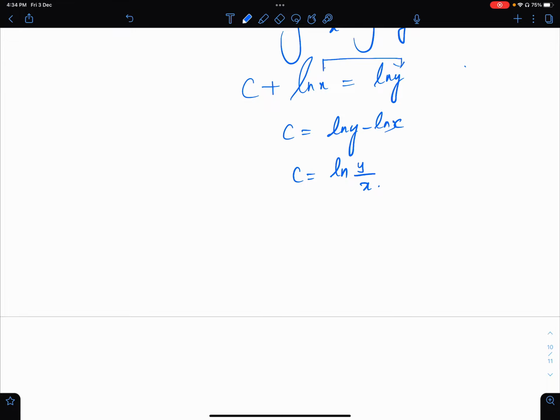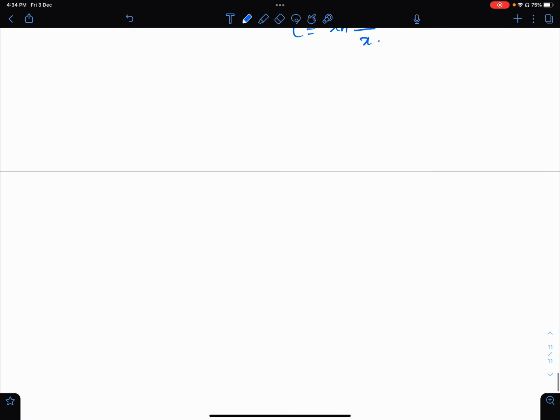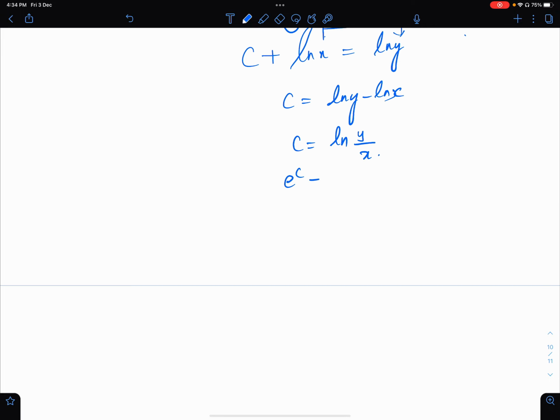And what do you get now? Take e to the power on both sides. So e power c is equal to y by x. So what is e power c? Some c1. c1 is equal to y by x. So what is y? y is c1x. So what is this? This is the orthogonal trajectory.